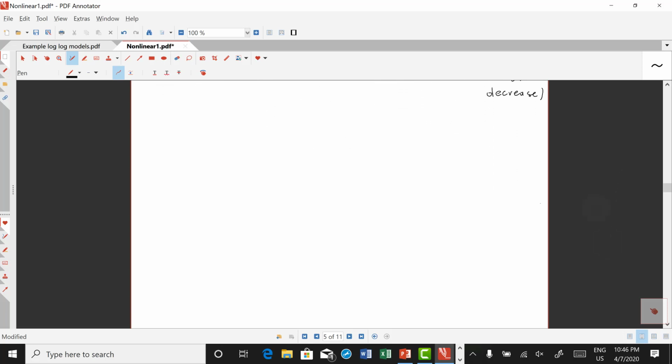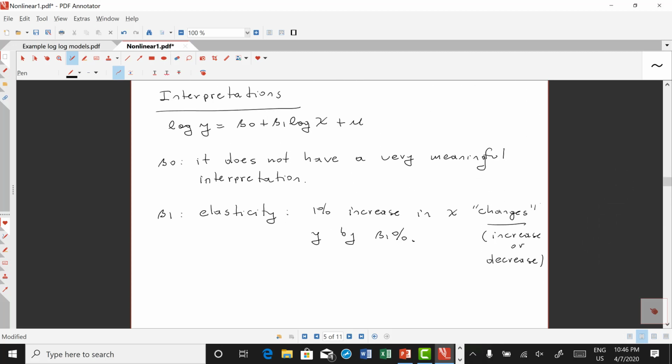The other thing that we need to know about log models: if we just look at the model that way, yes, we are able to interpret beta 1. It's a very useful interpretation. It gives us the value of the elasticity, which is very easy to understand. But if we were estimating a model and our objective is prediction, we estimate the model and then we predict. We're not interested in predicting what is the log of y. What we're interested in predicting is the value of y.